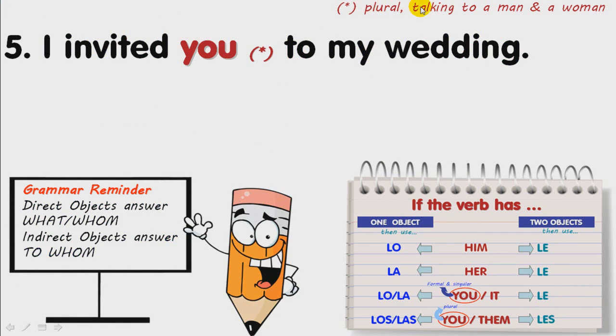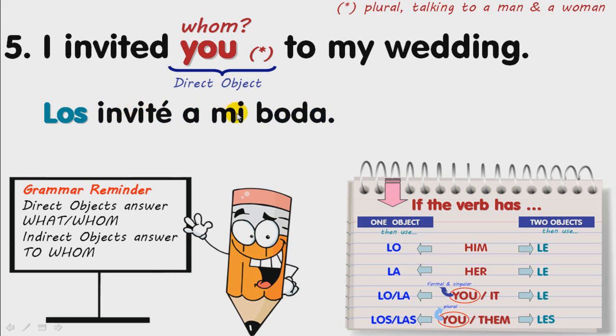I invited you to my wedding. This is a plural situation, and we are talking to a man and a woman. How many objects do we have? One here, because we can answer the question whom. To my wedding is not an object because it doesn't answer what, whom, or to whom. So we only have one object, and as we are addressing two people, this is the plural you form, and as there's a man and a woman, the masculine form takes over, so we are going to use los. Los invité a mi boda.